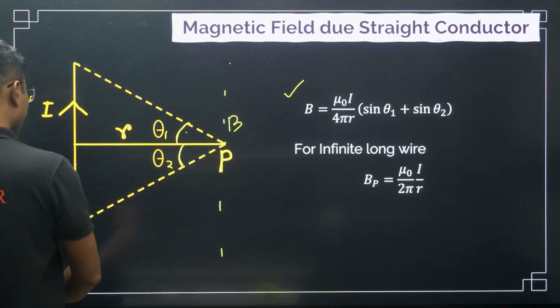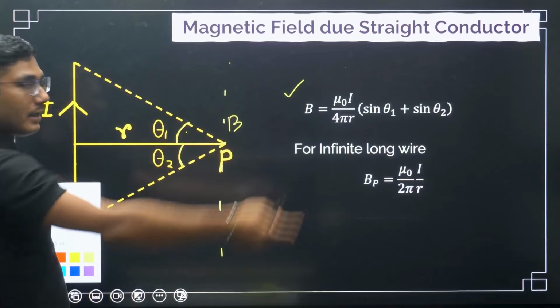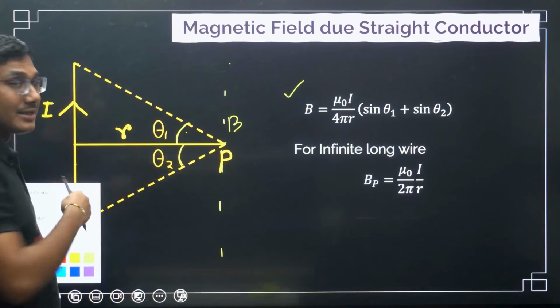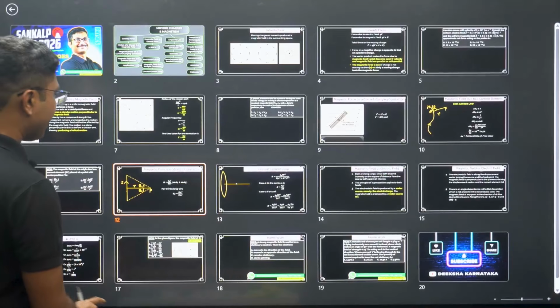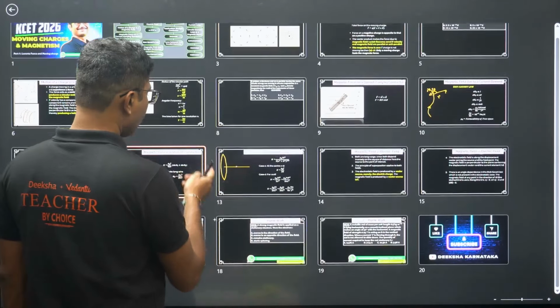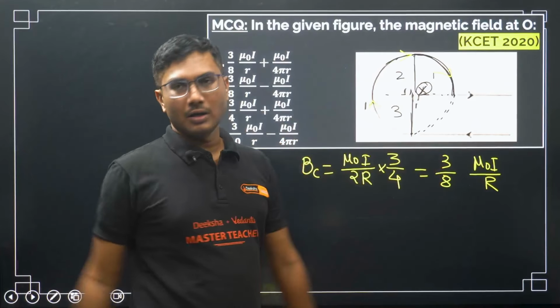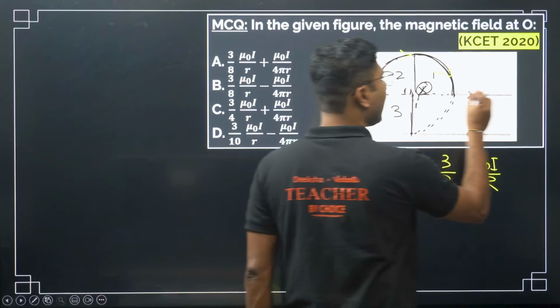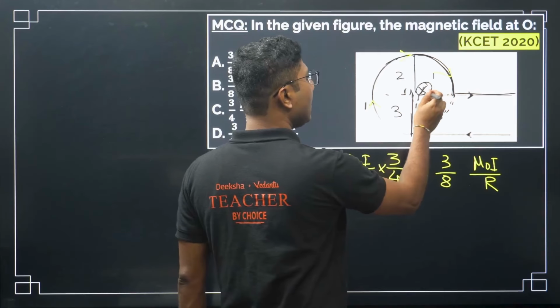That was also shown, right? Same line means the I dl and r vector are in the same direction, so the cross product becomes 0. That means the magnetic field basically becomes 0. So due to this wire, we will not have any magnetic field, because it is passing directly through the center.